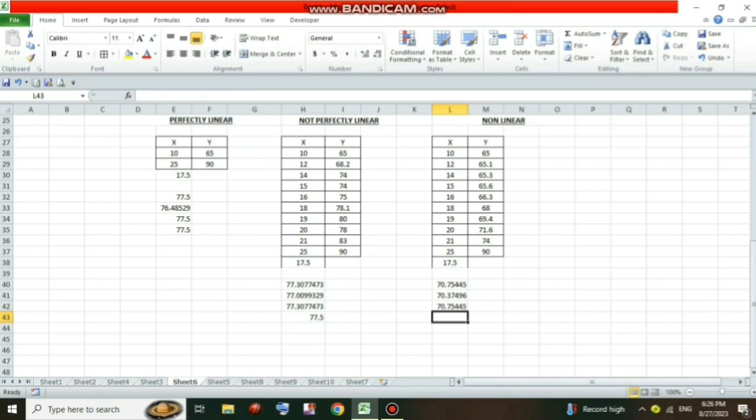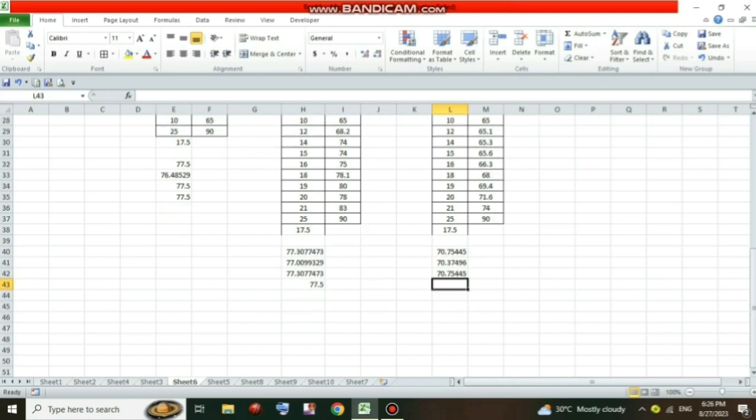So it isn't changing too much, it's somewhere around 77, something like that only. Whenever it's perfectly linear, only the first and last values are the same, but whenever it's not perfectly linear or non-linear, there are some changes. For this non-perfectly linear and non-linear case, I'll consider another case. Let's consider only two values, the nearest values. For 17.5, the nearest upper and lower values are nothing but 16 and 18.